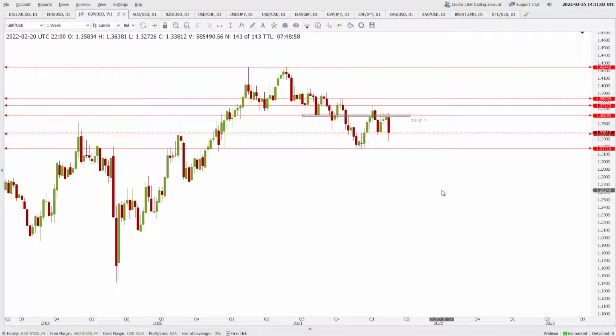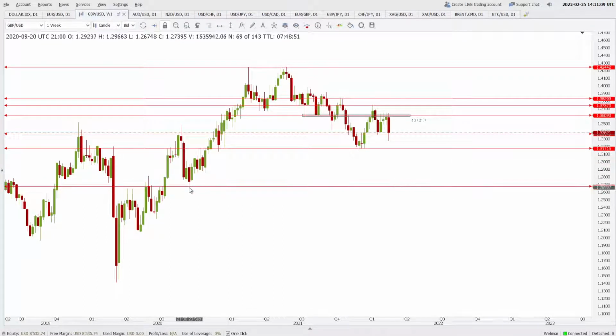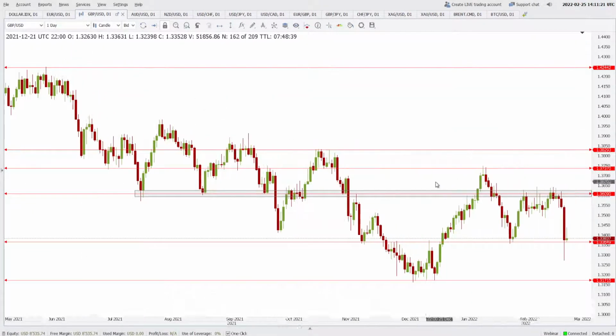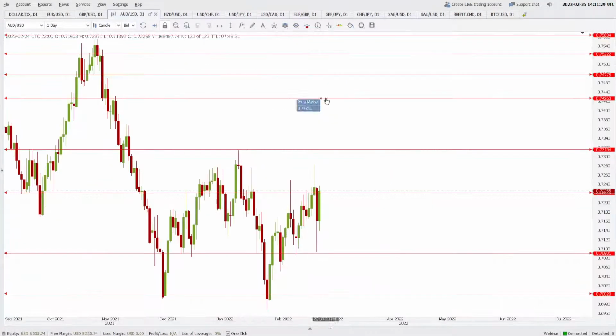Yes, 1.3171 is possible, and any closing below that will actually expose this area here around 1.2674. So a close below 1.3171 will do very bad work for the GBP. Okay, one last call about the daily levels. So right now 1.3364 is the immediate support and 1.3609 is the resistance for the GBPUSD.